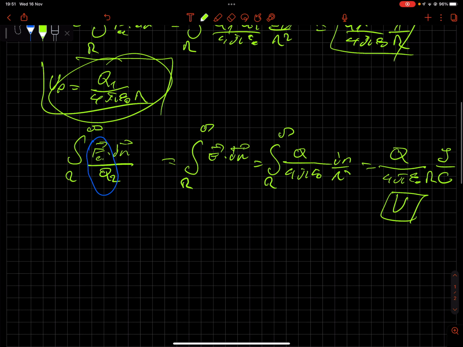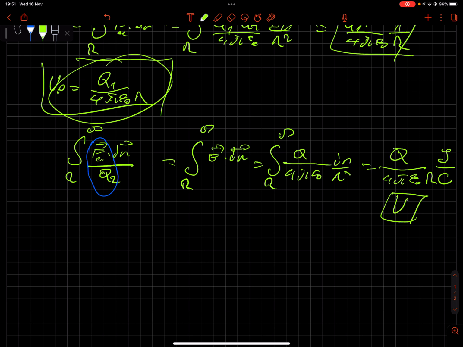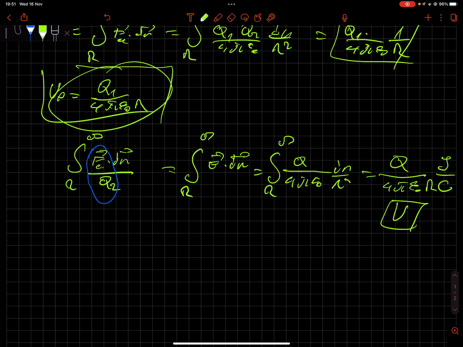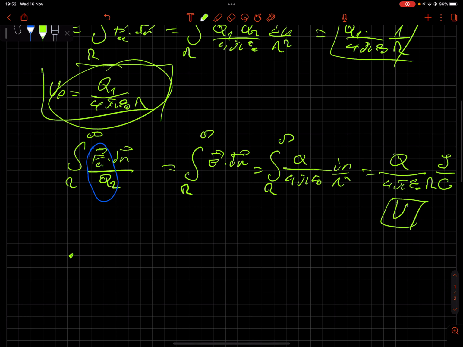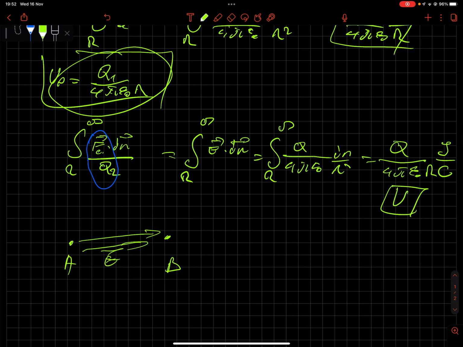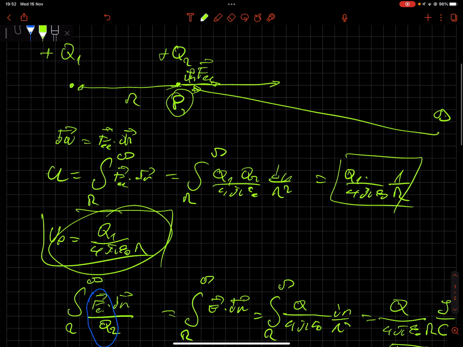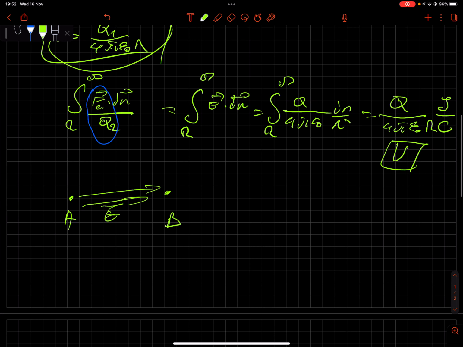And this is a handy formula because when you know the electric field, you can calculate the potential between 2 points. Let's say you have point A and point B here, and you know the electric field here, and you want to know the electric potential. So you can calculate it via B. It is actually electric field times dr.